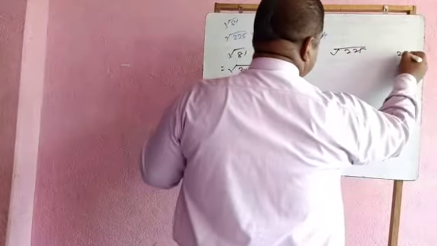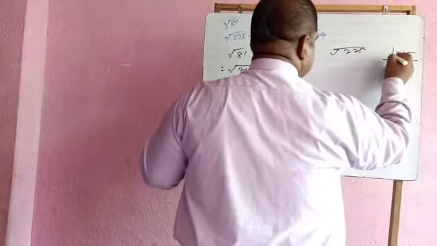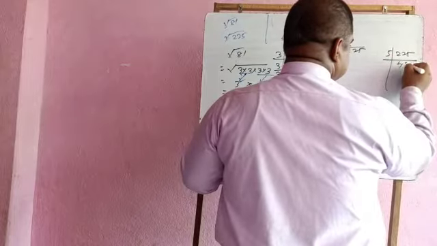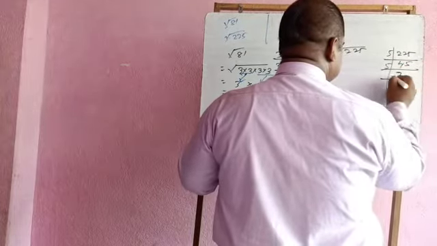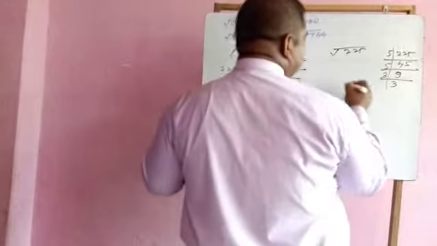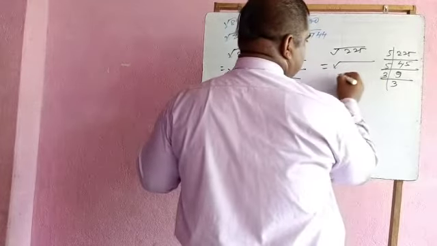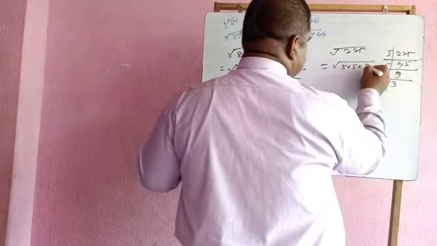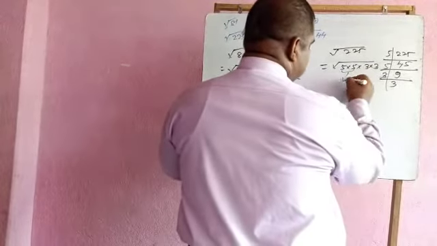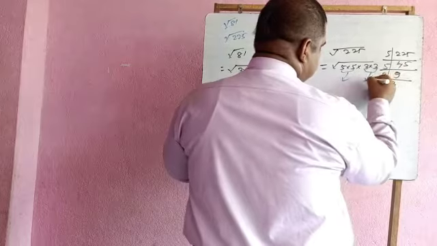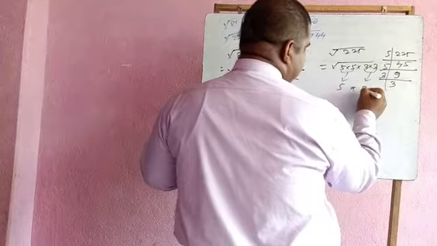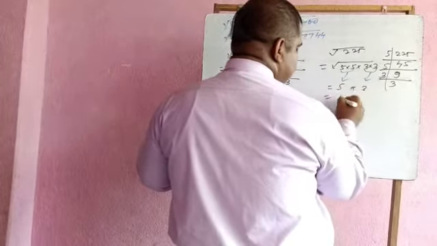Similarly, in the case of 225, you know very well that 225 can be written as the product of 5 into 5 into 3 into 3. For the square root, from this pair you take one 5, and from this pair you take one 3. So its final result is 5 into 3, which is 15.